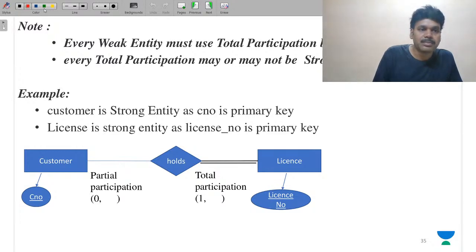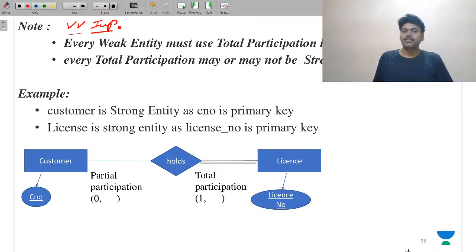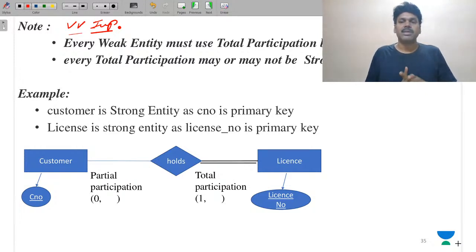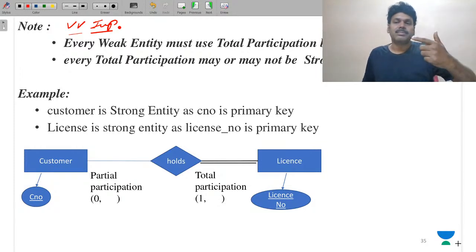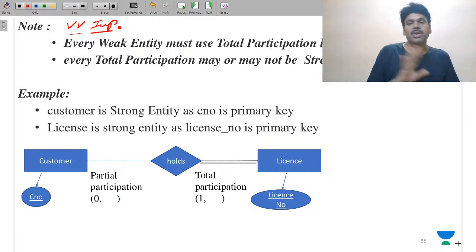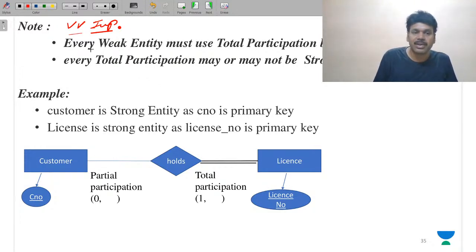This is a very, very important note. Very, very important. Examination concern. I already shared one important thing. What is that? Strong entity may or may not. It can be applicable for partial participation, and can also be applicable for total participation. But you look at the other side. Every weak entity must be what? Total participation. You cannot use a partial participation there. Therefore, as far as this figure is concerned, every weak entity uses a total participation, and every total participation may or may not be a strong entity.